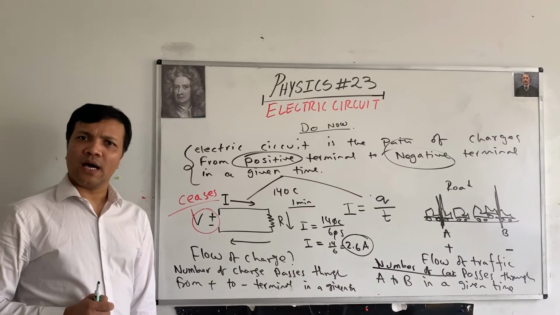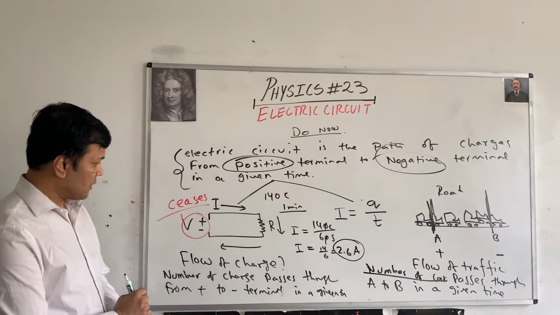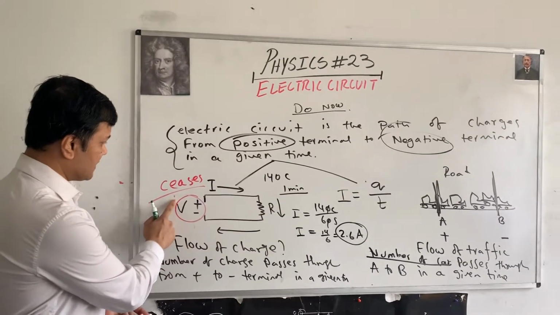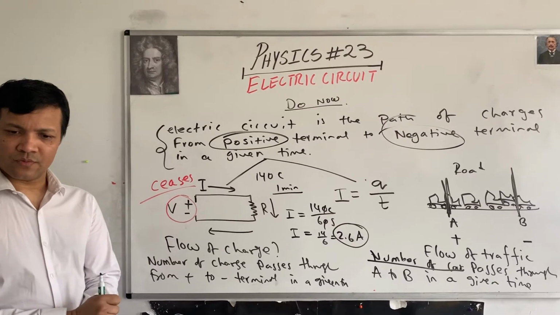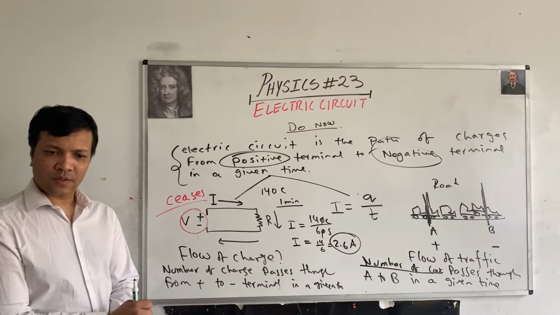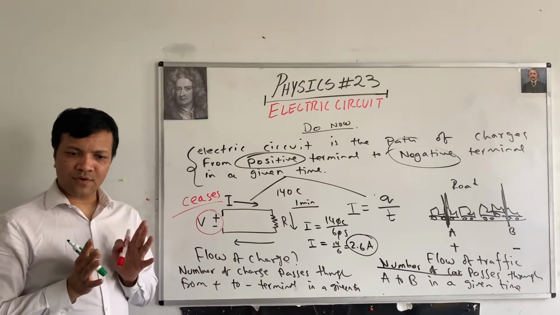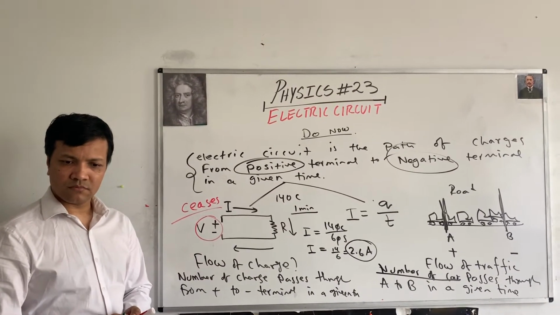Okay, so now another question. What if the temperature goes down? I have an idea. The resistance goes down. If you have a low voltage, how can you still light up the bulb? By lowering the temperature.